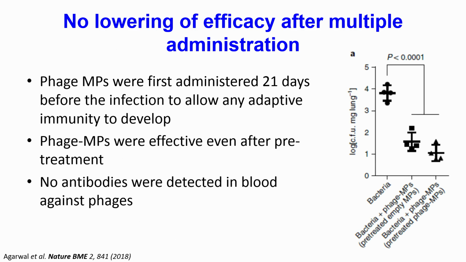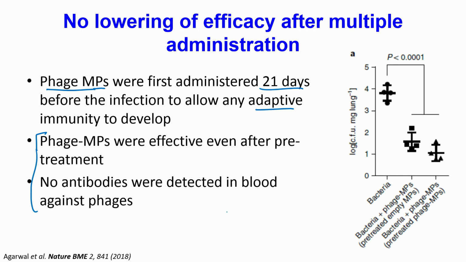In this particular experiment they first used the mouse to deliver the phage microparticle without any bacteria. They waited about 21 days, which is good enough time to let the adaptive immune response develop, and then they went ahead with their normal study where they used the same mice to give both the phages and the bacteria and saw the response 24 hours later.